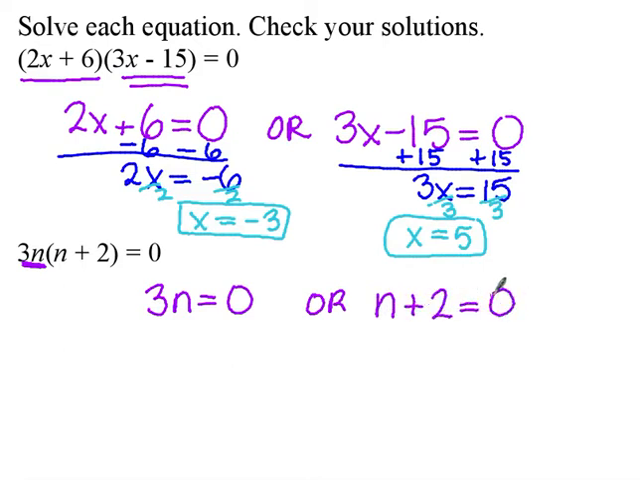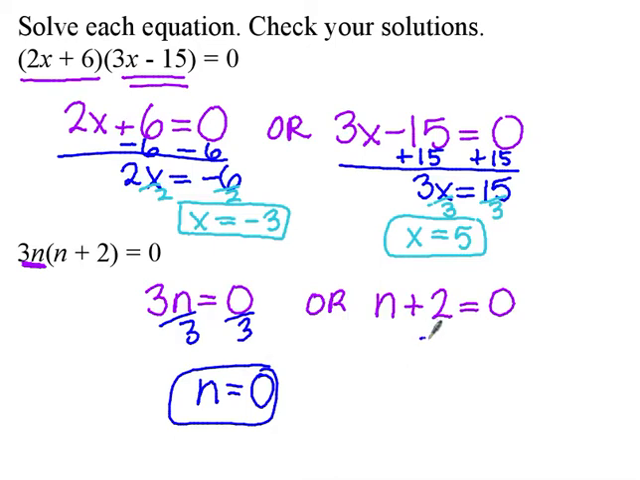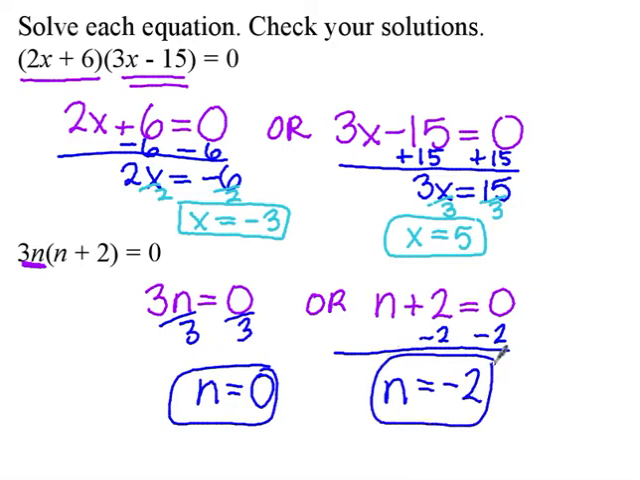So I just need to solve each of those. So this first one, what do I do? Divide by 3. So I get n equals 0. Or what do you do here? Subtract 2. So what do I get here? N equals negative 2. So far so good?